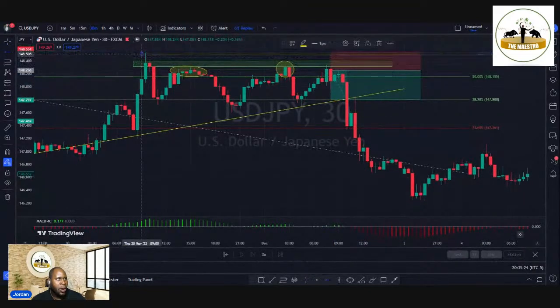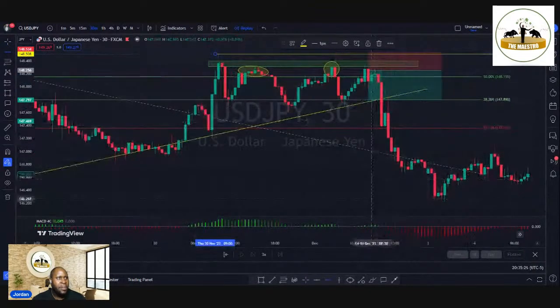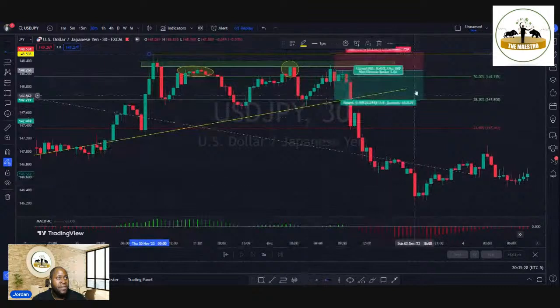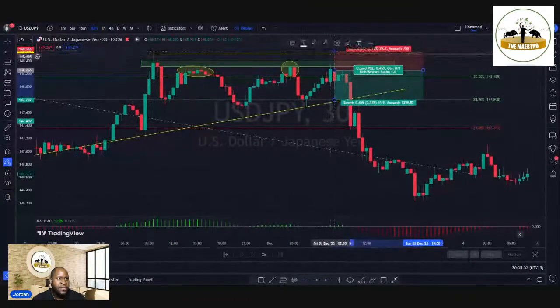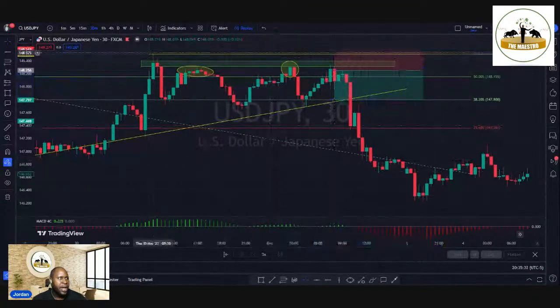The wick went all the way up here. I'm going to be fair, and I'm going to make sure my stop loss is even above that, just in case there's a wick fill or whatever. Keep my stop loss above that. So fine, there's my stop loss.